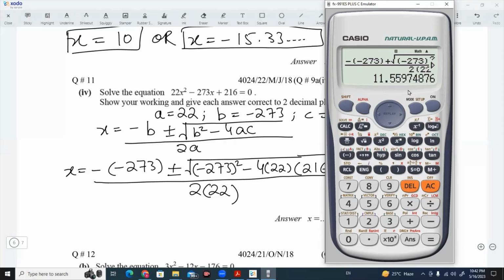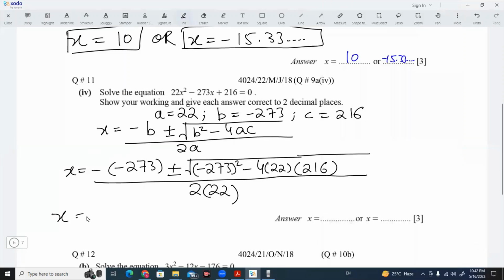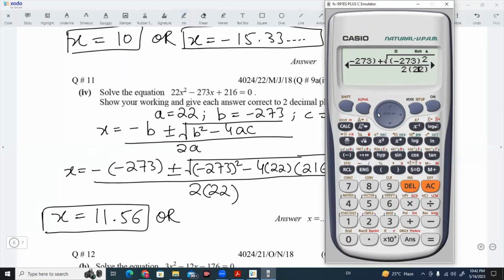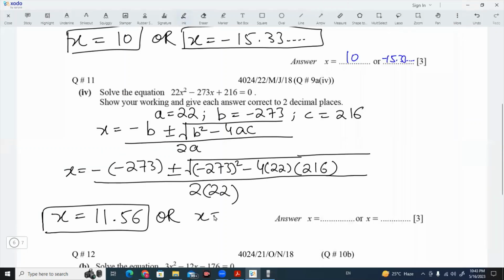It's 11.56 if we correct to 2 decimal places. 11.56 is the first answer. What about the second one? For the second one, we have to place a negative sign here, means before the square root term, I am applying a negative sign. So putting negative sign here, and it results in 0.85. If you write down correct to two decimal places, 0.85 is positive. 0.85 is the answer correct to two decimal places.